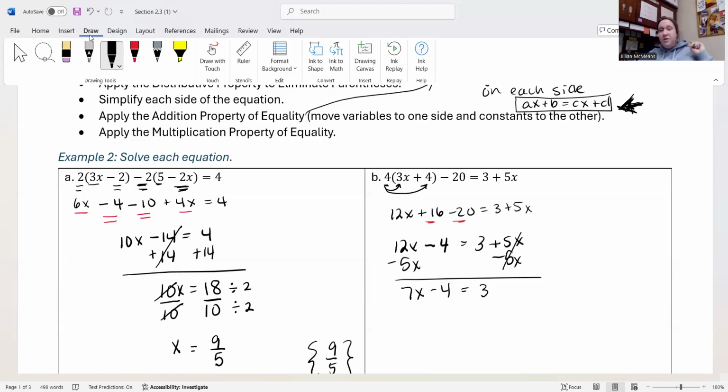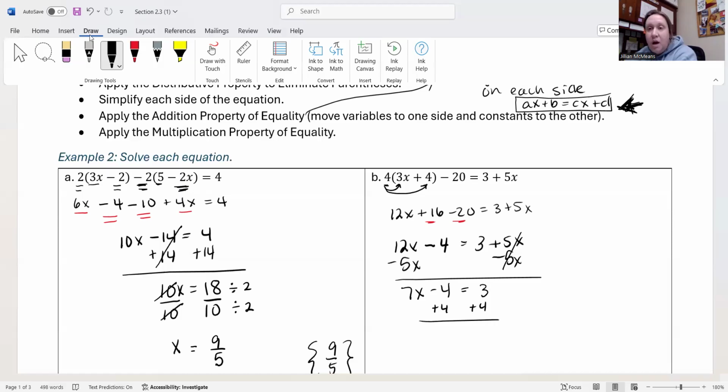Okay? So we've done one move. We're allowed two. We're allowed to add or subtract only twice. Okay? So we've done one. We've got one more. Our goal is to get the variable term by itself. The issue now is -4. How would I deal with -4? Well, to undo subtraction, I would add. So I'm going to add 4 to both sides.